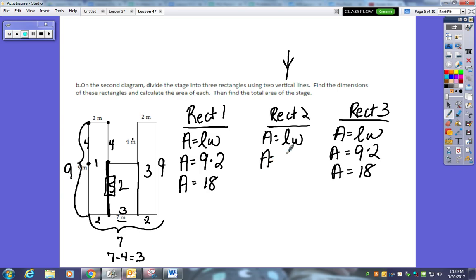So here for this one, we do 5 times 3, which is 15. We want to add them all together, and if we did it correct, we should get the same exact area that we did in the first one, which we do.